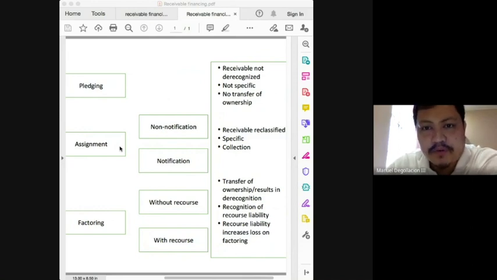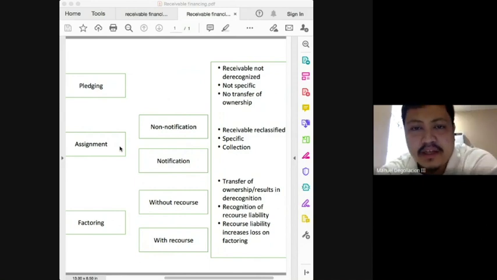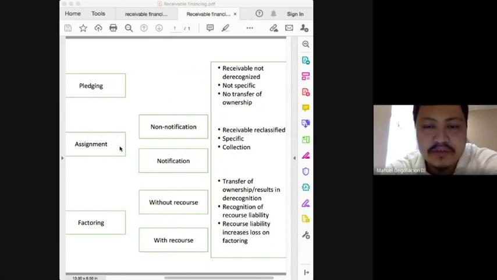Okay, so for both pledging and assignment, definitely there is no transfer of ownership over the receivables. It remains with the entity. So if ever you will be asked to compute for the total receivables, then the receivables that were pledged or assigned should still form part of your total receivables. Unlike in factoring, the receivables that were factored or sold will no longer be part of our total receivables. Okay, because there will be transfer of ownership, and we will have to recognize the related receivable.